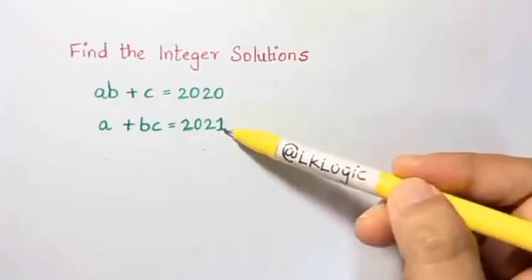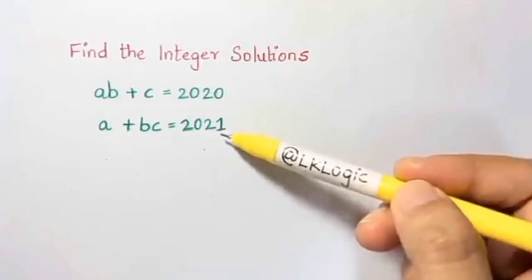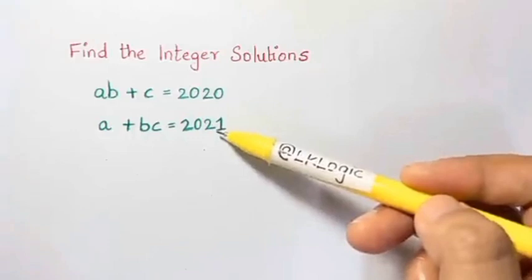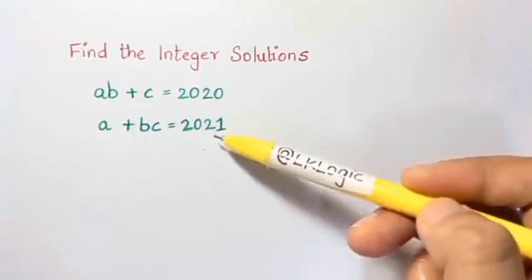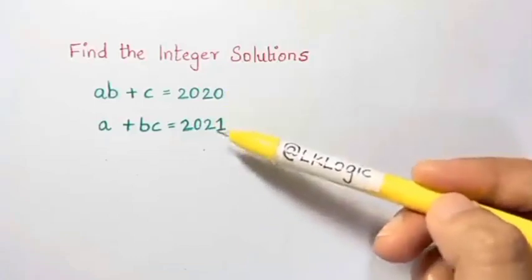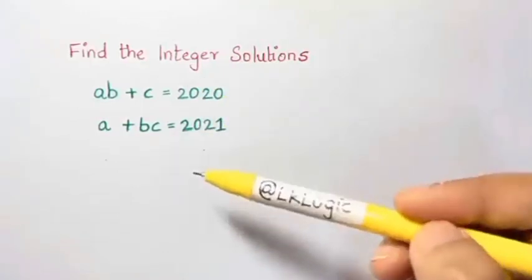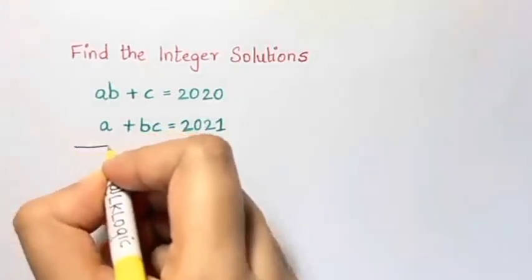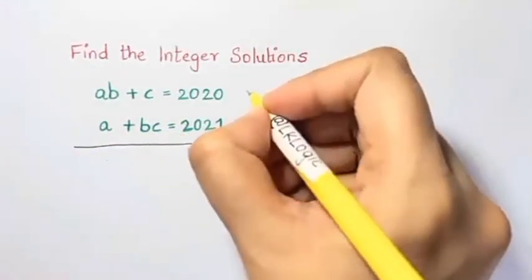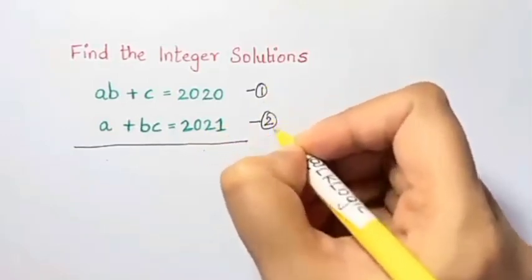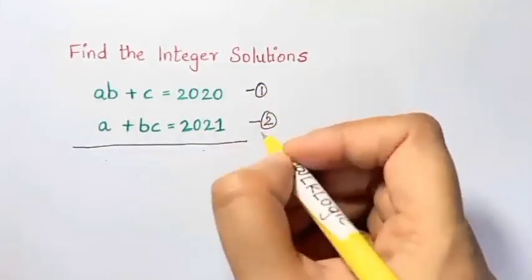So what do we see here in this? What is the difference between 2020 and 2021? 1, right? We see a difference of 1 between 2020 and 2021. So what can we do? We can subtract, right? After subtracting, we get a difference of 1. So let's subtract these two equations. Let this be equation 1 and let this be equation 2. Now let's subtract 1 from 2.